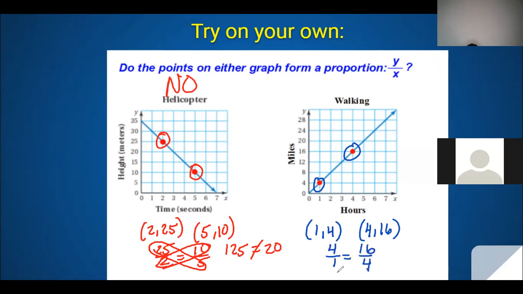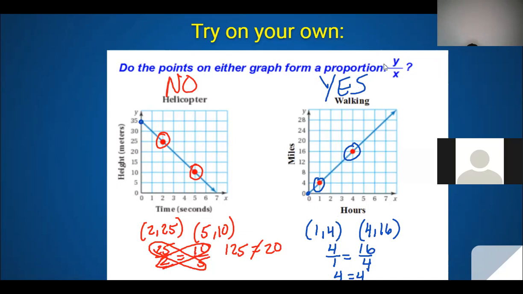Okay, let's compare the y over x, right? 4 over 1 is 4. 16 over 4 is 4. You see, we don't always have to cross multiply. It's just a tool that we can use. Yes, these are equal. They do form a proportion. And take a look, Robbie. This one crosses through the origin, and this one did not. I wonder if we're onto something there.